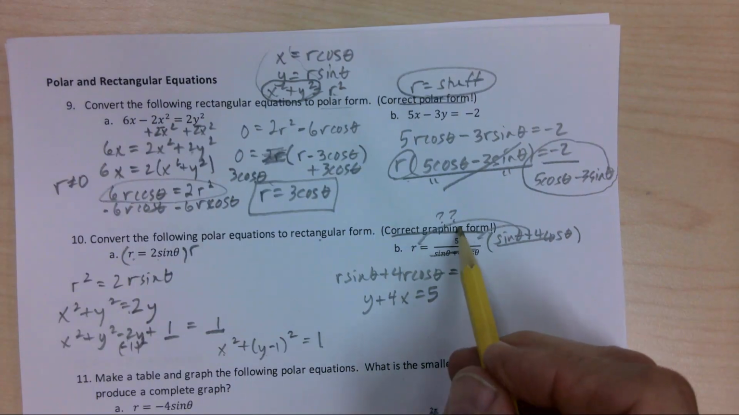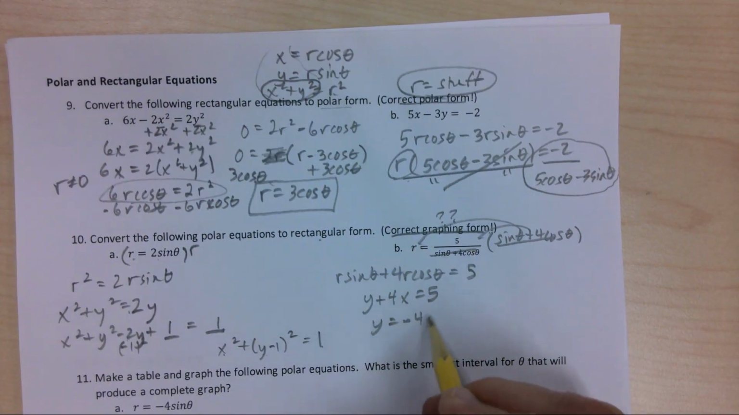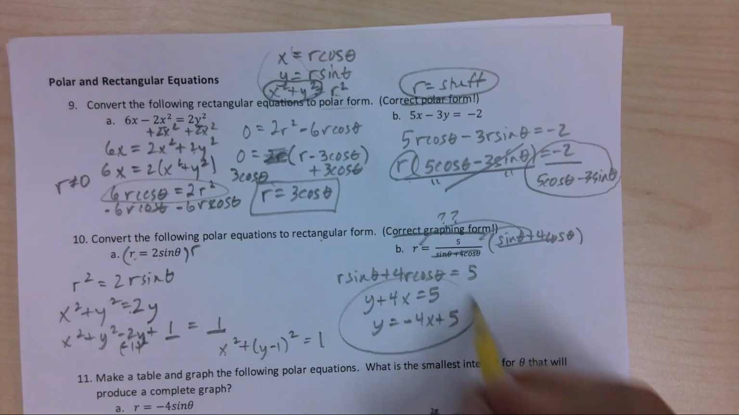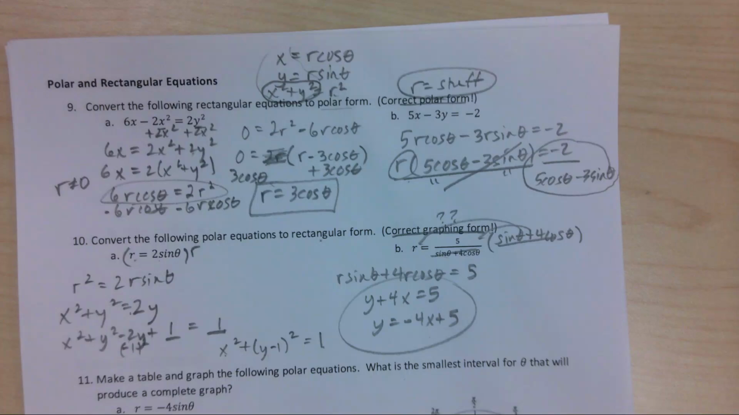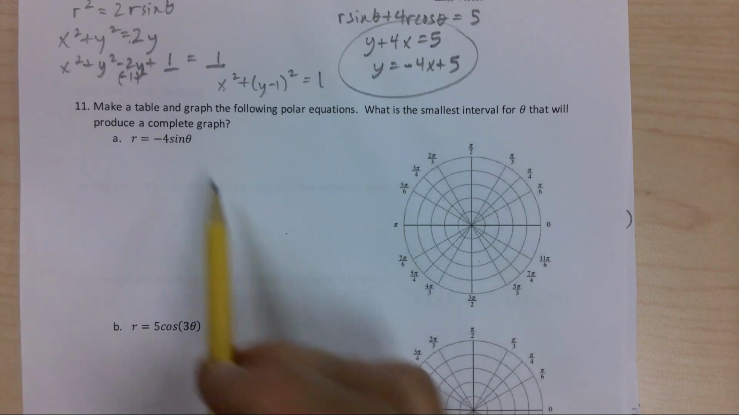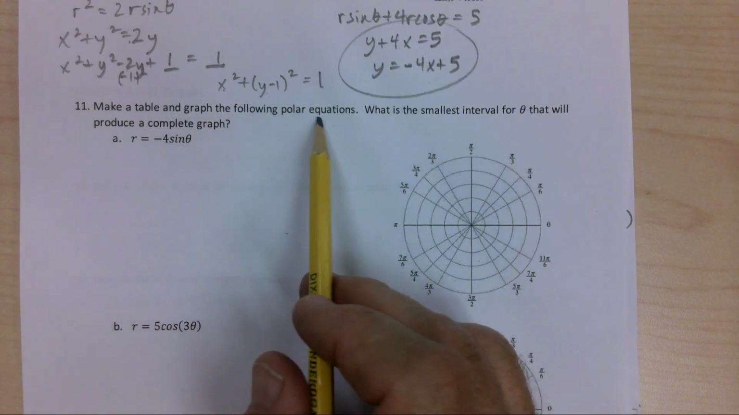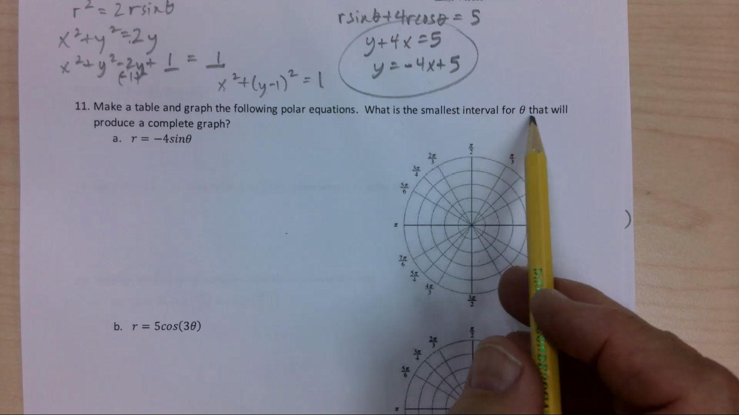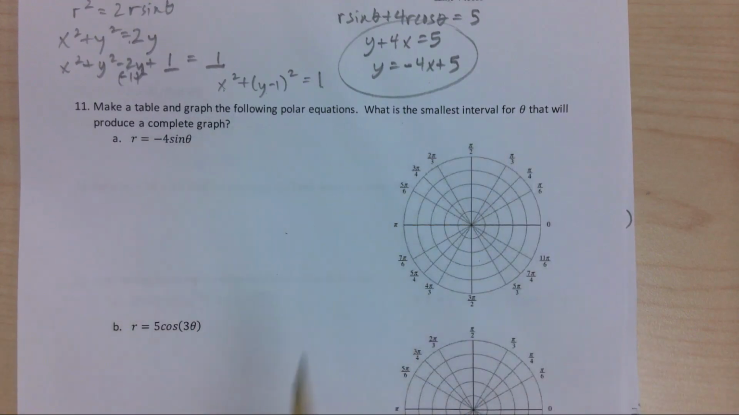Now, graphing form, maybe they want it in y equals mx plus b, I don't know. But these are ready to be graphed, regardless of how you look at them. Keep going. Make a table and graph the following polar equations. What's the smallest interval for theta that will produce a complete graph?